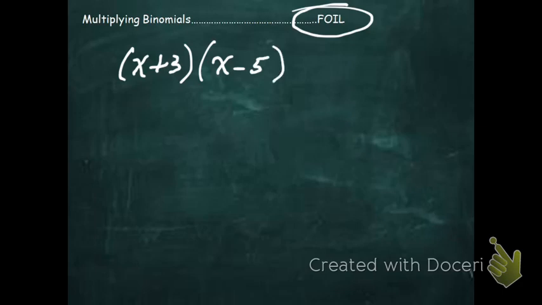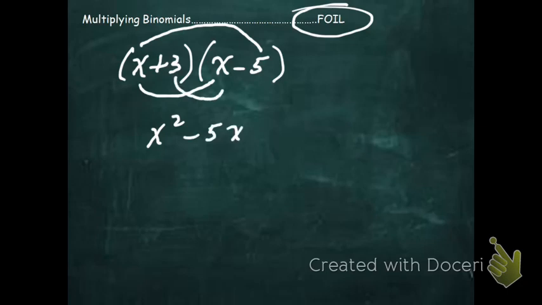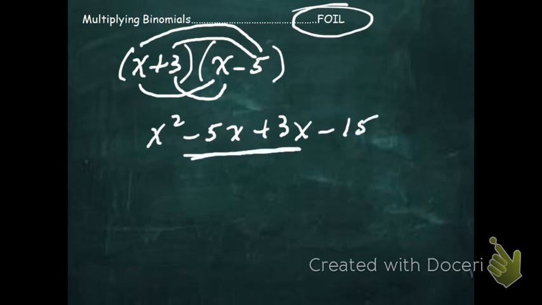Well, using our acronym, first means first times first. So x times x is x squared. Outside, so x times negative 5 is a negative 5x. Inside, so 3 times x is a positive 3x. And last, 3 times negative 5 is a negative 15. Now what's going to happen in most cases, these middle terms are going to be alike, so you can combine them. So I have x squared, and that's going to give me a minus 2x and a minus 15.